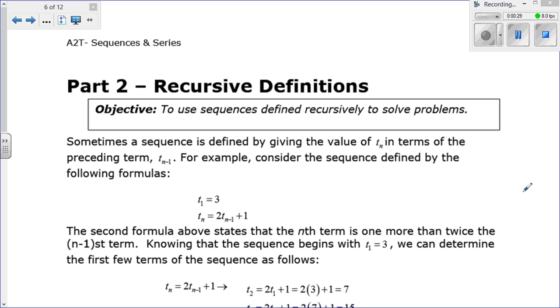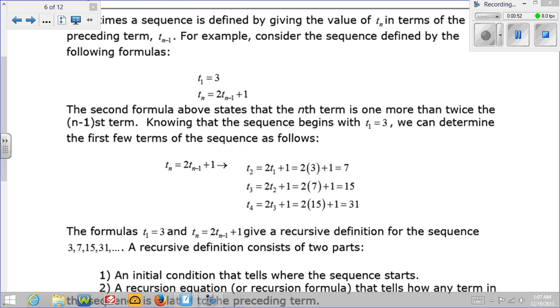So sometimes a sequence is defined by giving the value of t sub n in terms of a preceding term, t sub n minus 1. For example, consider the sequence defined by the following formulas. If t sub 1, my first term, is 3, and t sub n is 2 times t sub n minus 1 plus 1, the second formula above states that the nth term is 1 more than twice the n minus first term. Knowing that the sequence begins with 3, we can determine the first terms of the sequence as follows.